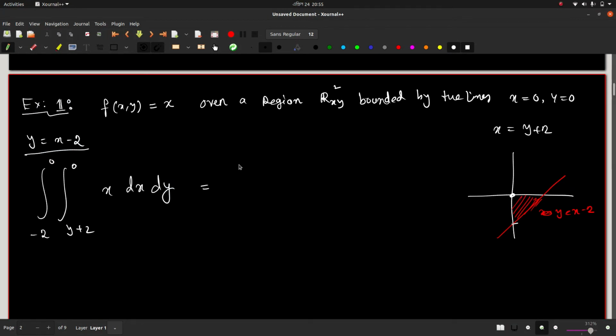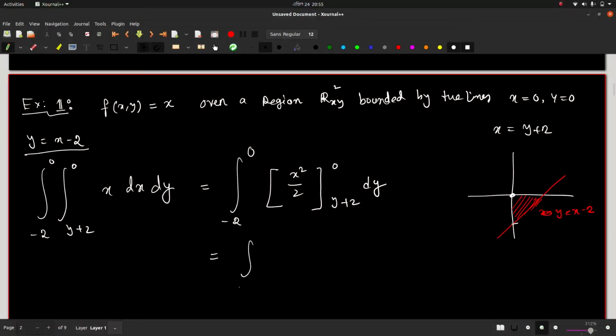And if you compute that, what you have right now is x squared by 2, from 0 to y plus 2. Then you have to integrate with respect to y, and this gives you just another integral, minus 2 to 0, of minus (y plus 2) whole square divided by 2 dy. And the final result will be just minus 4 by 3, something like this. Okay, so this is an example of an ordinary double integral.